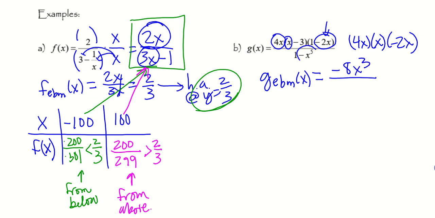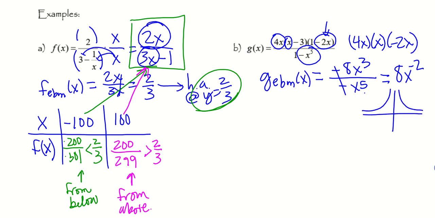On the bottom, my leading term is negative x to the 5th. I simplify that. Negative divided by negative is positive. I have my 8. x cubed divided by x to the 5th will be x to the 3 minus 5, x to the negative 2nd. If we consider the graph of this end behavior model, x to the negative 2nd is going to have a shape like this. And we know that there will be a horizontal asymptote at y equals 0.